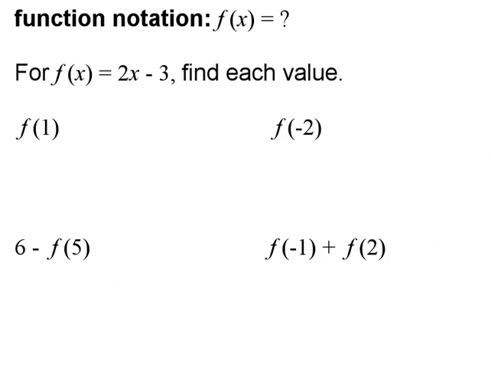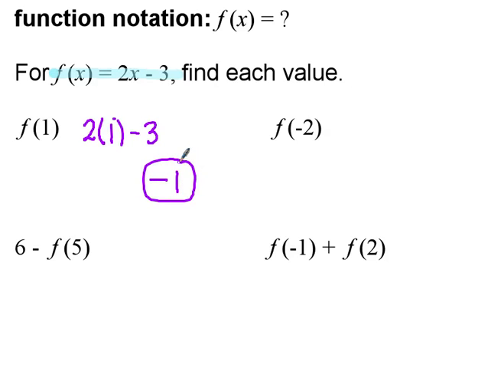Function notation: if you've ever wondered why it says f of x, all that means is function notation. f stands for function of x. So for f of x equals 2x minus 3, find each value. All I'm going to do is exactly what I did about 2 slides ago when I plugged it into the xy chart. I'm just going to plug 1 in here. So I've got 2 times 1 minus 3. What is that going to give me? -1, good.